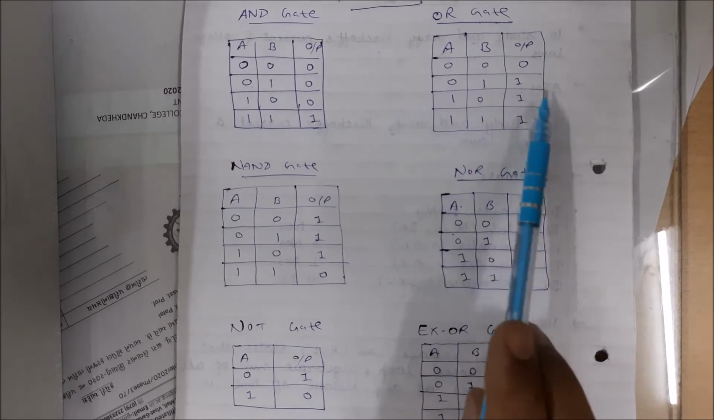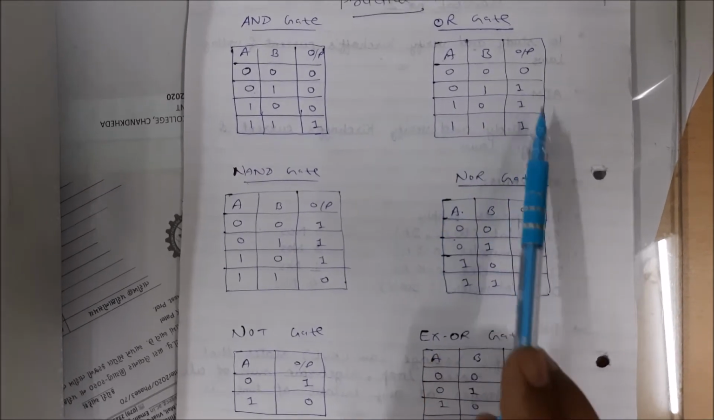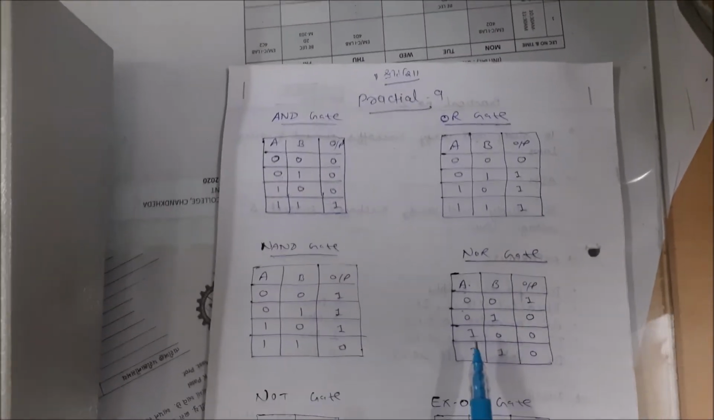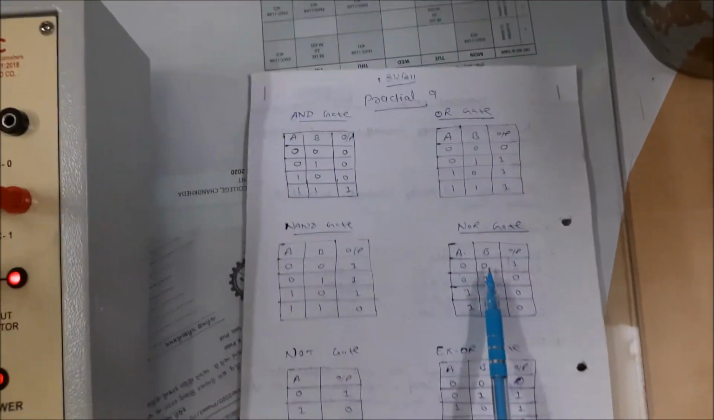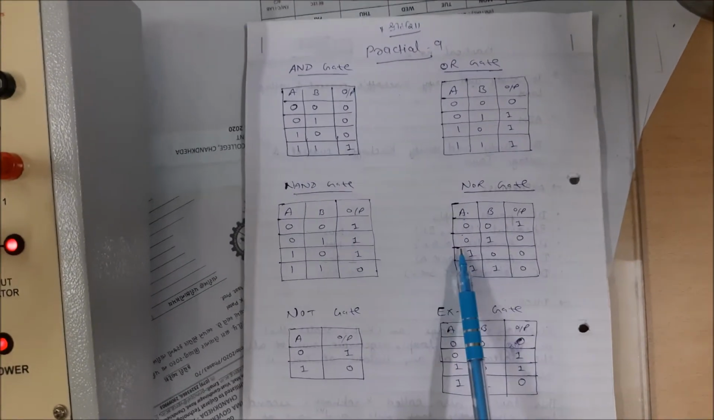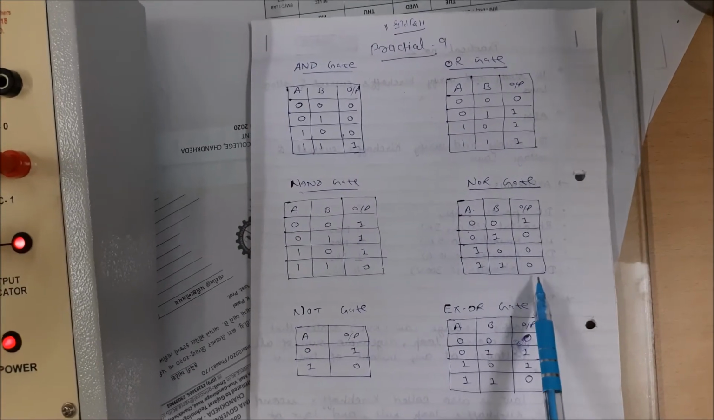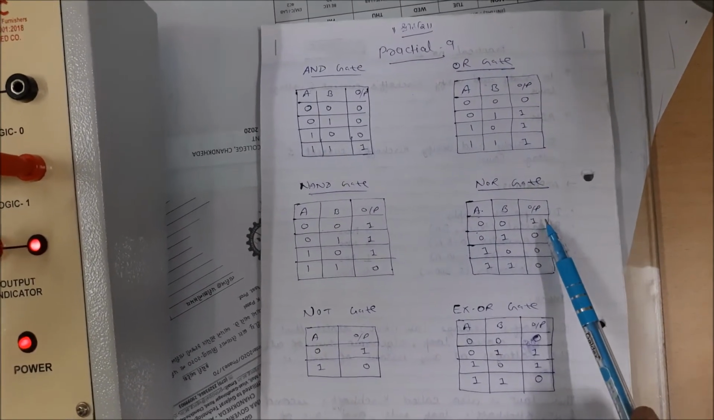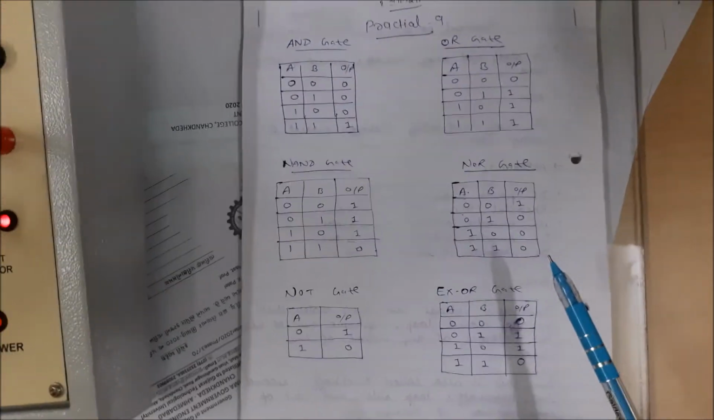Here, if any of the input was 1, we were getting 1. When both were 0, then only 0 was there. But in NOR gate, we will be getting one output only when both the inputs are 0. If any of the input is 1, our output will be 0. So here there was 0 1 1 1, but in this case this will be 1 0 0 0.